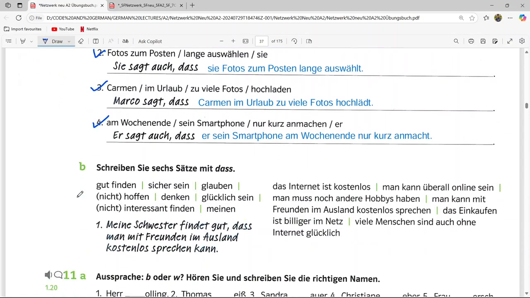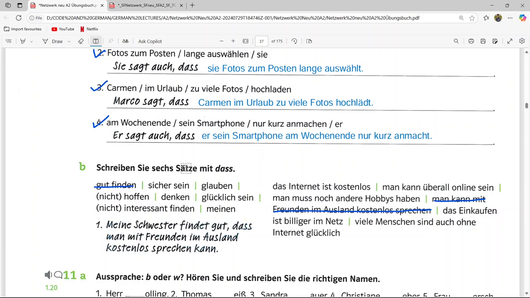We go down. Schreiben Sie 6 Sätze mit das. So write 6 sentences with das. For example, first one is done. So gut finden, meine Schwester findet gut. So my sister finds good. What she finds good? That man mit Freunden im Ausland kostenlos sprechen kann. That one with friends in foreign countries speak with each other free. So this one is done. Okay, so we can try to make more sentences.